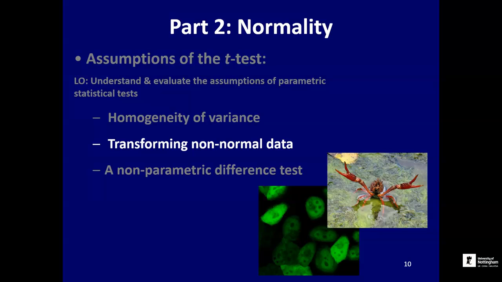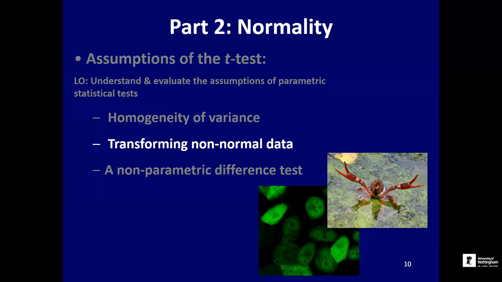Okay, so here you are back in our experimental design and analysis lecture 6, which is about the assumptions of parametric statistical tests, and part 2 of that lecture is about the assumption of normality, that there is an underlying normal distribution in the case of a t-test and many other parametric statistical tests.